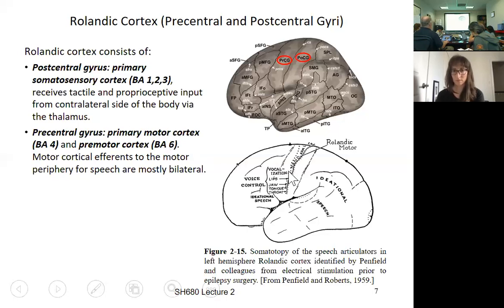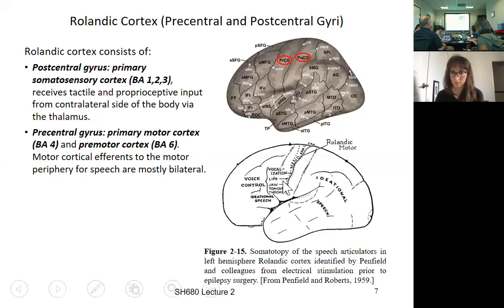The primary motor cortex is the part closest to the central sulcus, and the premotor cortex is in front of it. Primary motor cortex has neurons that connect quite directly to the periphery. For example, there are neurons in here that go directly to the brainstem neurons that control speech articulators. So this is a direct cortical connection, a one synapse connection.